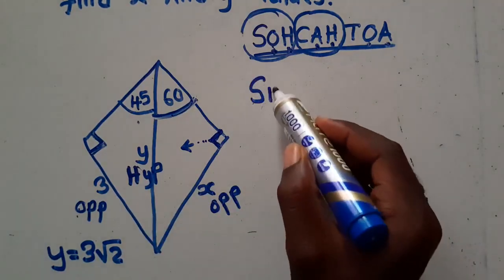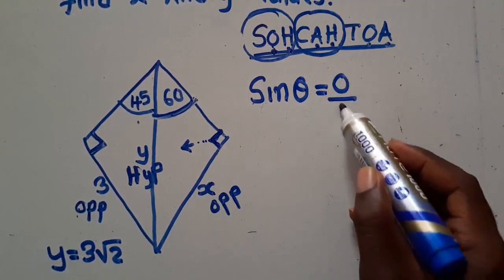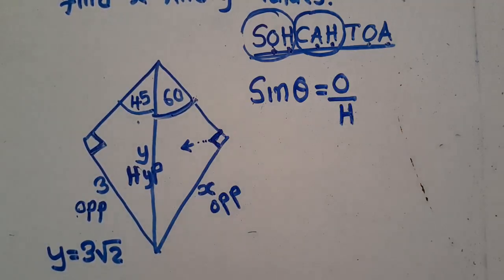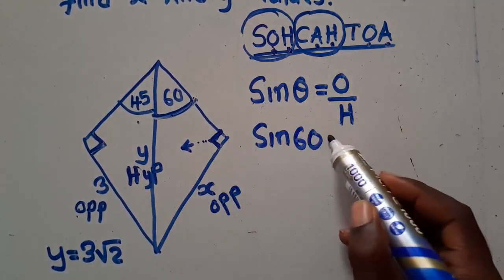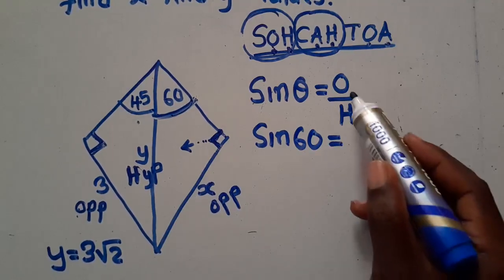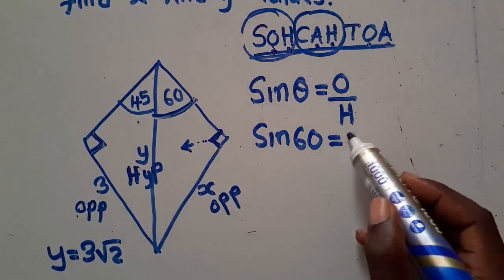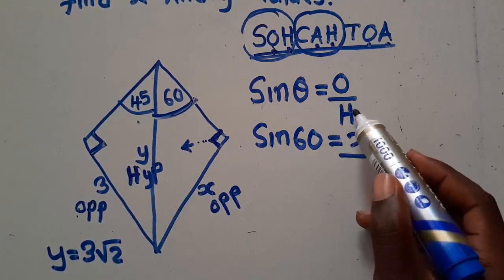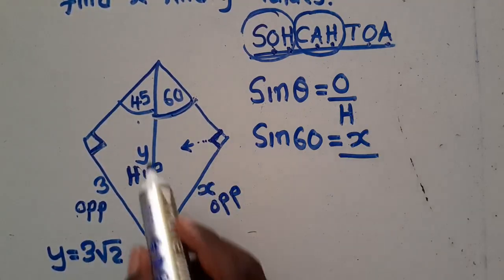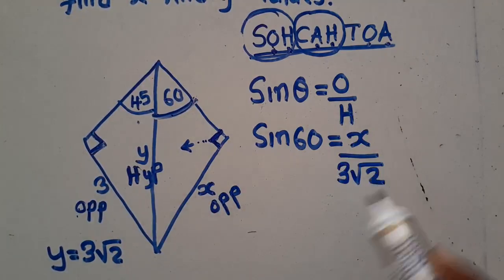So I'm going to say sine theta is equal to opposite over hypotenuse. Then I say sine 60 degrees is equal to, what is my opposite? Opposite is the x that I want to calculate, over what is my hypotenuse? Hypotenuse is this one which I found, which is 3 root 2.